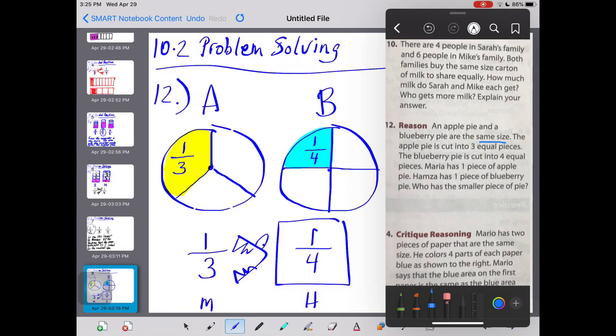And so remember, what question were you asked? Who has the smaller piece? Not the larger piece, the smaller piece. You always got to look at what the question is. All right, let's move on to number 13.